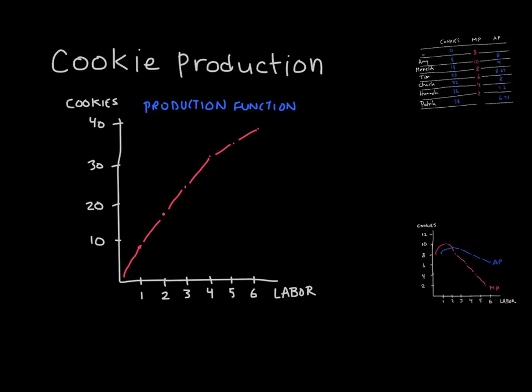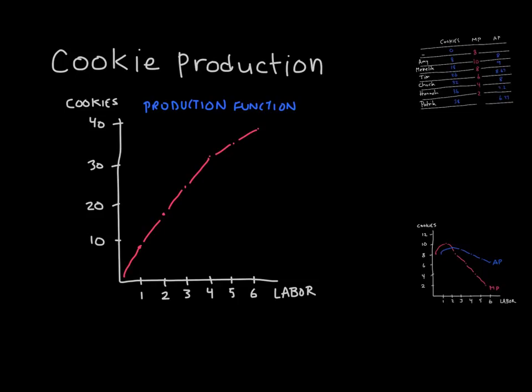So we have Amy here, then Menelik, and then Tim, Chuck, Hannah, and Patrick. And we added more and more cookies. The notable thing here is that this production function is getting flatter and flatter. So it's increasing, but at a decreasing rate. That's going to be a very important thing to remember, a very important factor, and that is the law of diminishing marginal product. Diminishing marginal return or diminishing marginal product.